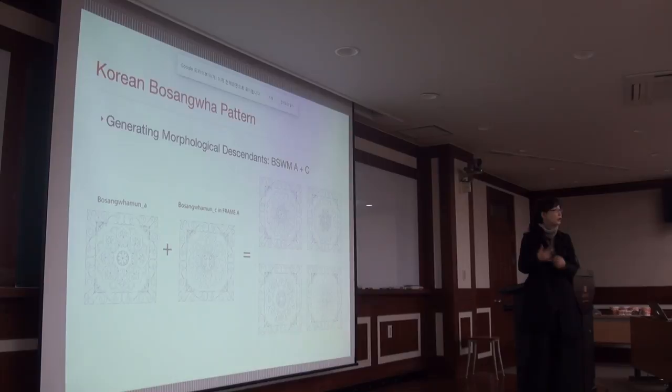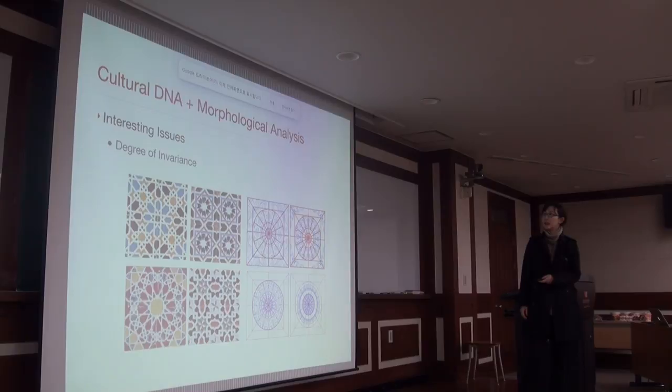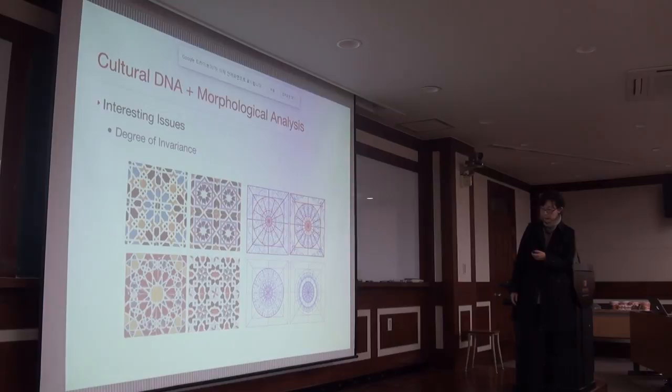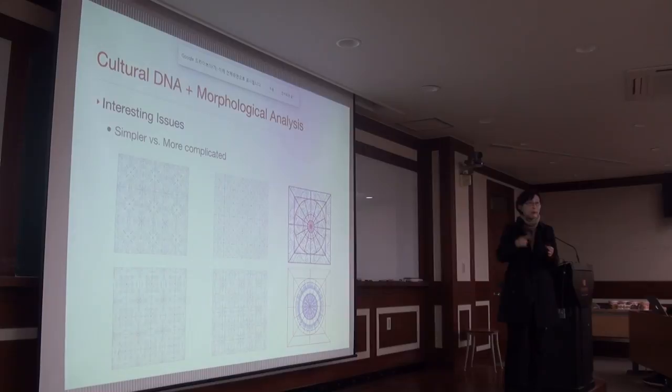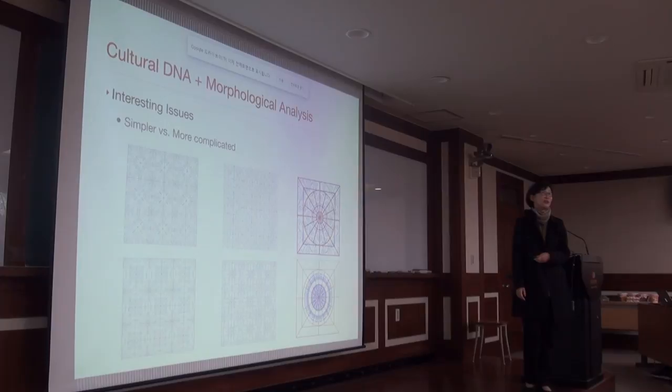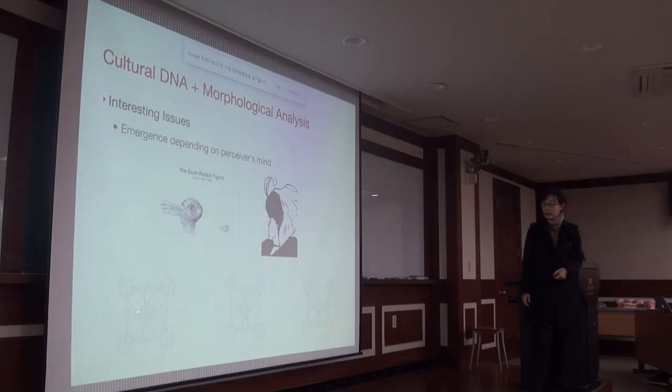Anyway, from this I got some interesting points. Is there any degree of invariance? I still didn't get a full answer. This is one thing. Another thing: for the geometric pattern, as time goes by it becomes complicated, but for the flower pattern, like the Korean pattern, as time goes by it becomes simpler. This is also very interesting. Another one is very hectic and we still cannot really solve it, because it looks very similar, but how to see it depends on very subjective vision, right?